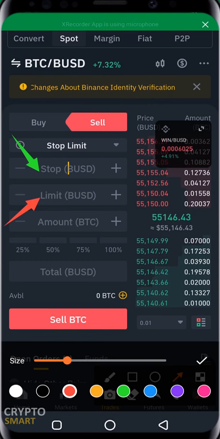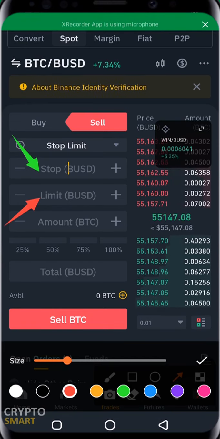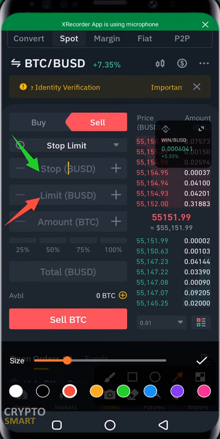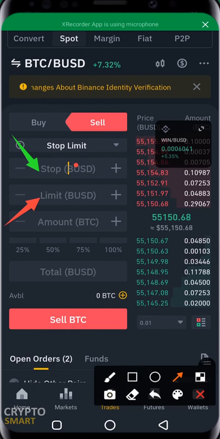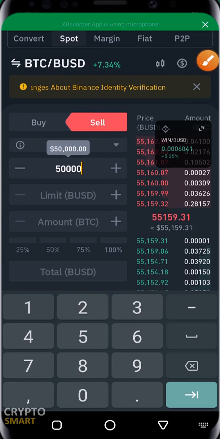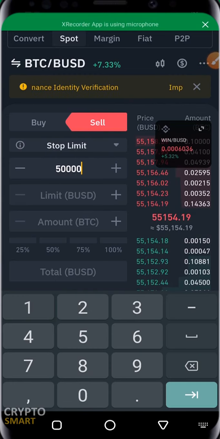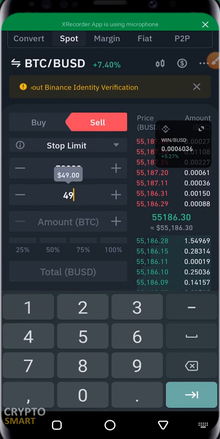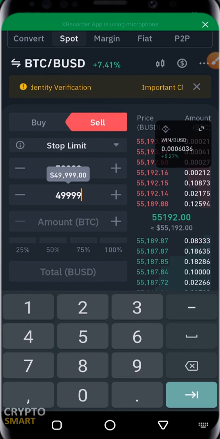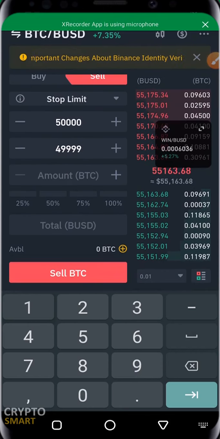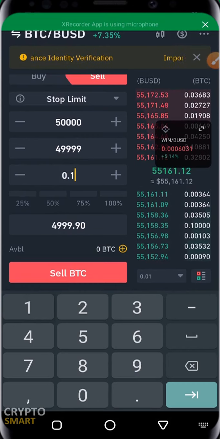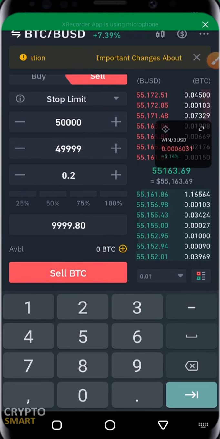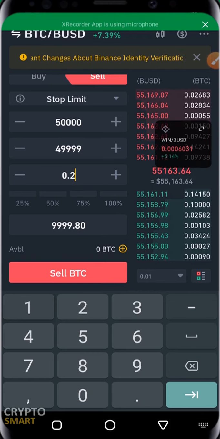Now, using BTC as an example, supposing we don't want to incur more losses when BTC starts retracing, and eventually the price of BTC gets to $50,000. So to use our stop loss, we want to sell our BTC at $49,999. And the amount of BTC that we want to sell is 0.1 BTC. So supposing, let's make it 0.2 BTC. Supposing we have 0.2 BTC in our wallet.